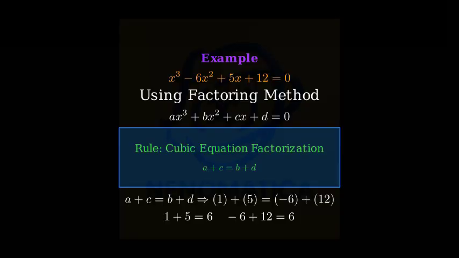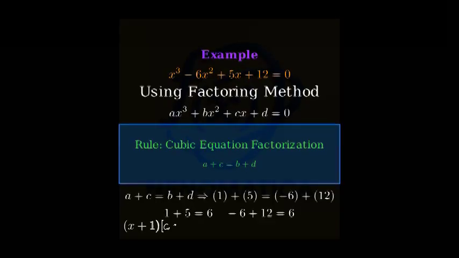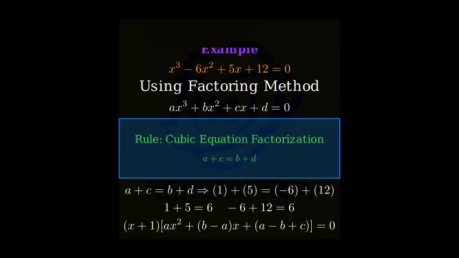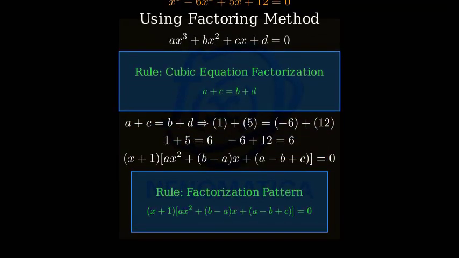Now, according to the rule shown in the image, we can rewrite our cubic equation in the form x plus 1 times the expression ax squared plus quantity b minus a times x plus quantity a minus b plus c equals 0. This factorization form comes from the property that if a plus c equals b plus d, then the cubic can be factored using this specific pattern. Let's substitute our coefficients into the factored form.